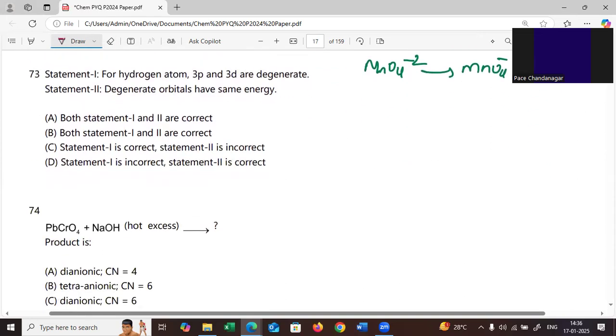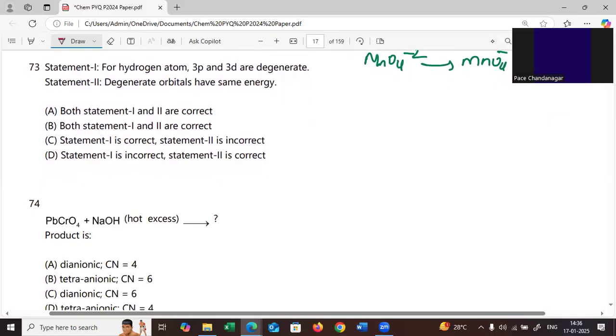Next. For hydrogen atom, 3p and 3d are degenerate and degenerate orbitals have the same energy. Yes, degenerate orbitals have same energy, definitely. And for hydrogen atom orbitals, 3p, 3d, everything will be the same only, right? So we are talking about orbitals there. We know 1s is less than 2s is less than 2p, right? And is less than 3p. It goes on, right? So both statement 1 and 2 are right.